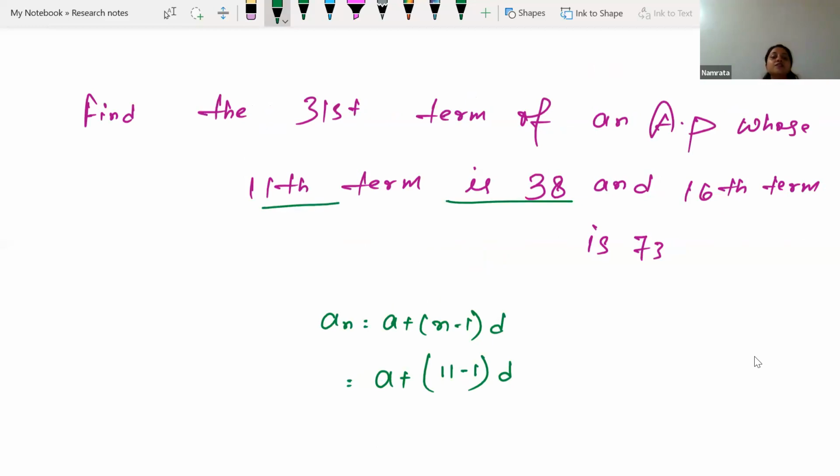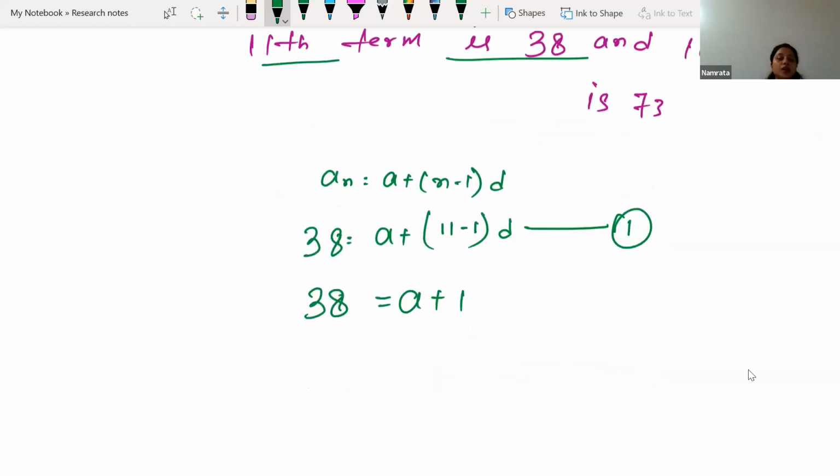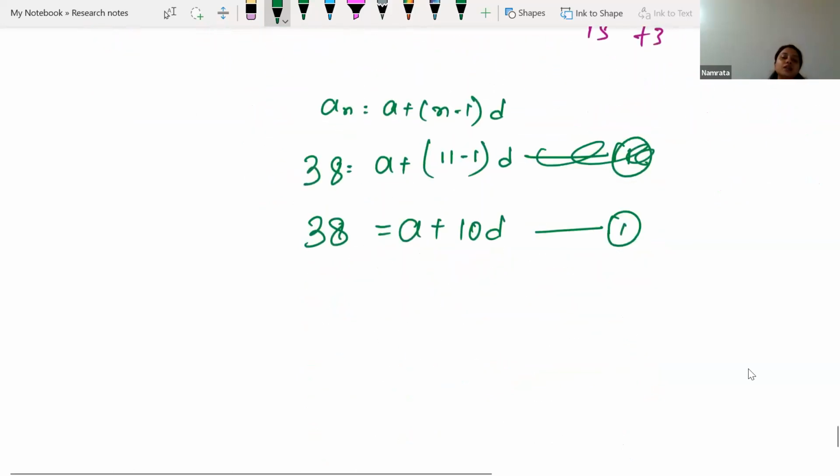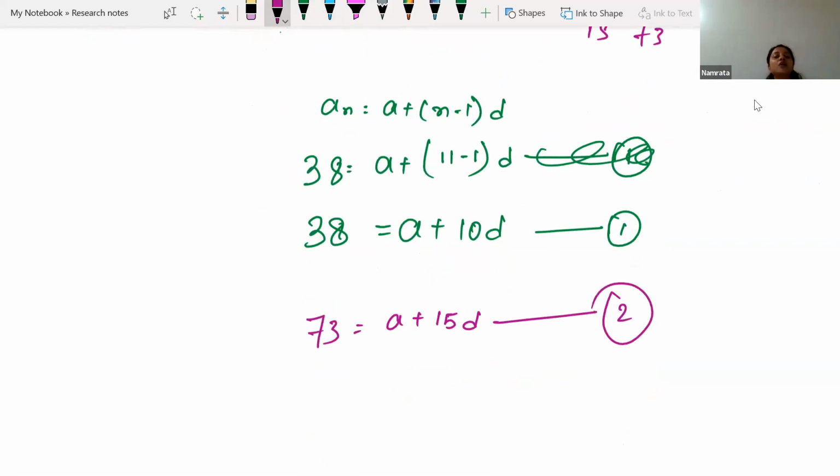So the 11th term is given as 38. So we are taking 38 over here. Okay, this is one of our equations. We can also write it as a plus 10d is 38. We'll be saying this one as equation 1. Similarly, the 16th term is 73. So let's write it. The 16th term, that is a plus n minus 1, 16 minus 1, that is 15d. That is 73. Now we just have to solve these two equations to get the value of a and d.